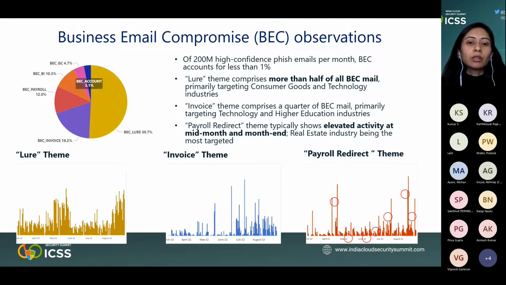And payroll redirect, this one is interesting. We see elevated activity generally at mid month or month end, and mostly real estate industries are generally targeted with this type of payroll redirect.